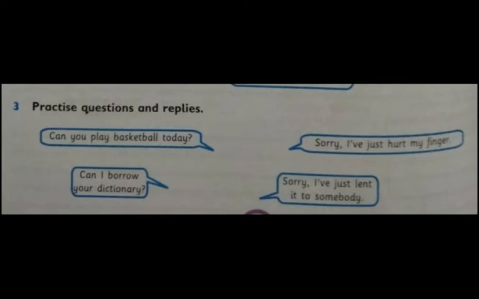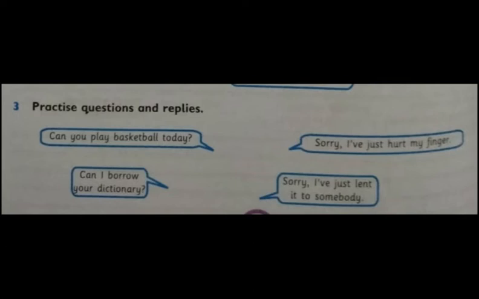Exercise 3 is practice questions and replies. By using present perfect tense, we have to answer the questions. The question is like, look at the first bubble. Can you play basketball today? And we have to answer by using present perfect tense. Sorry, I have just hurt my finger.